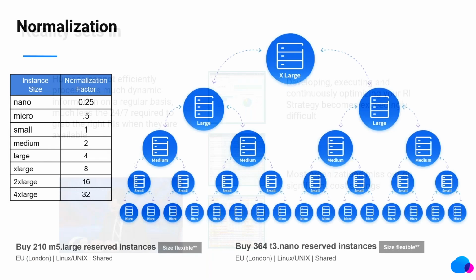Now, one thing we talked about previously was around normalization. So if you look here, we have a chart that shows how AWS does this. Basically everything doubles in size as you go up. So you start with a nano to a micro to a small, and you go all the way up to, I think we're up to 48 XL, probably a little bit bigger at this point. But the idea is you want to buy RIs in the smallest common denominator.